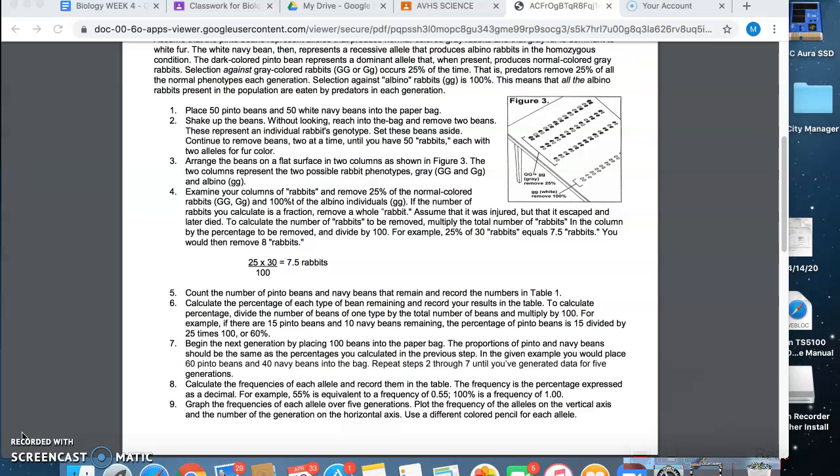So we wrote a 20 there. And I counted the greens, and we had 38 greens. So for the big G, I put a 38. At the end of the first round, we had 38 greens and 20 oranges. And so that means that we had a total of 58 beans left.